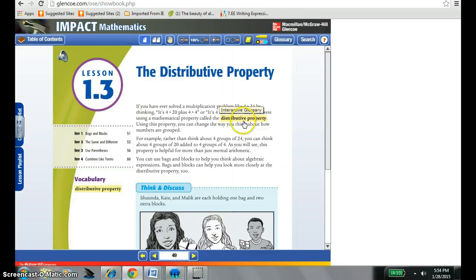So if I was in class with you, we'd talk about what it means to distribute. When I say somebody needs to pass out papers, you're distributing the papers. You're taking one item or one kind of item and passing them out to a lot of different people. So that's the way I want you to think about how we're going to combine these bags and blocks, because we're using bags and blocks for this.